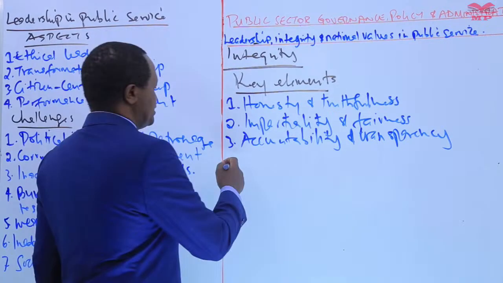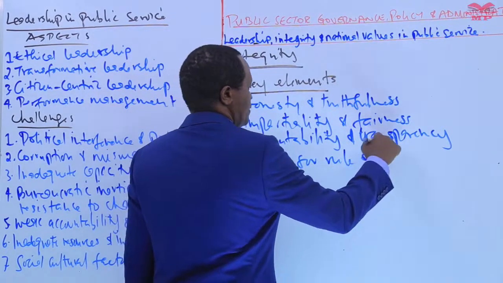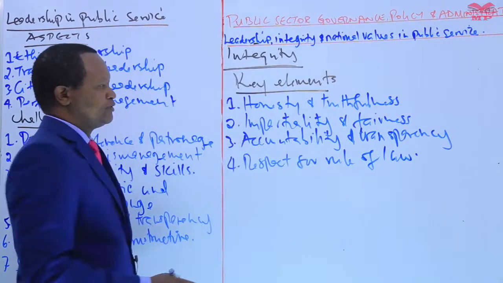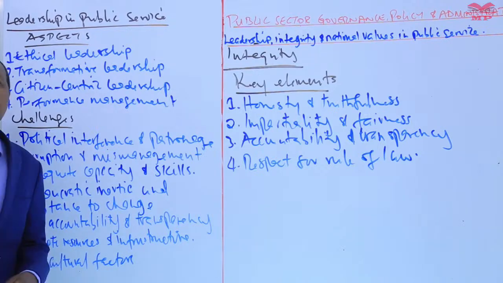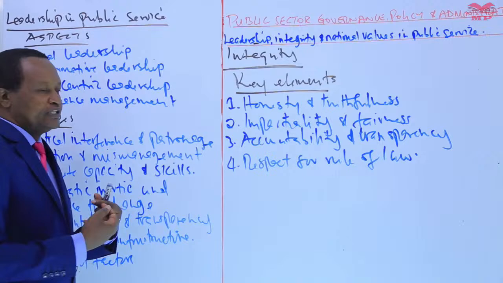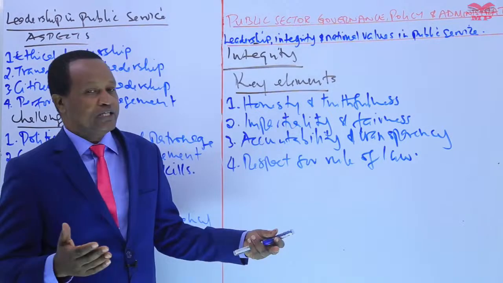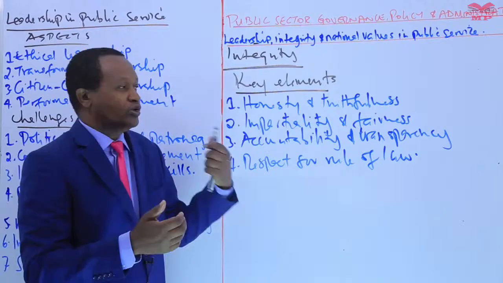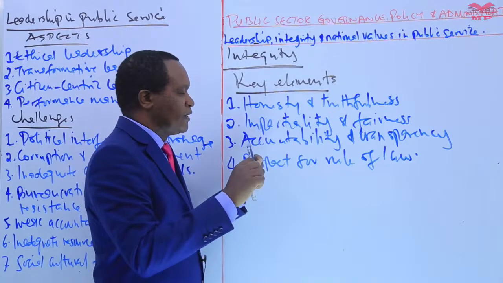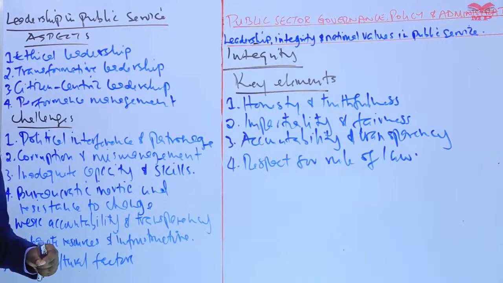The fourth element is respect for rule of law. Public servants must uphold the rule of law and respect the legal framework within which they operate, and that includes complying with laws, complying with policies, good governance. That's the fourth element, respect for rule of law.